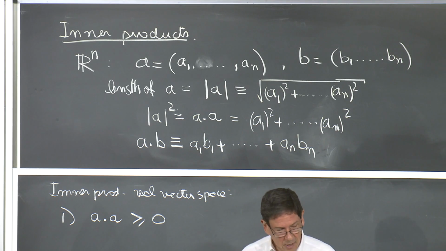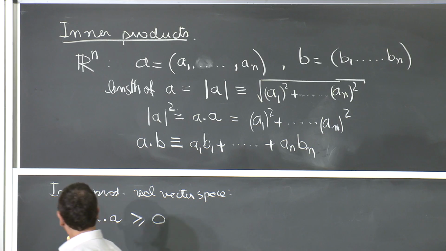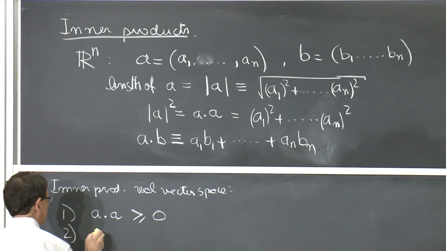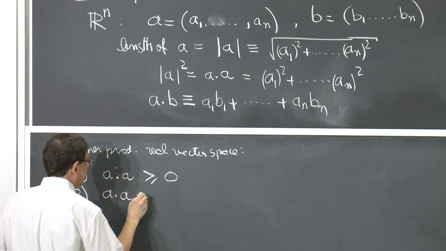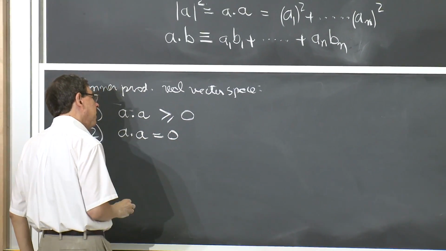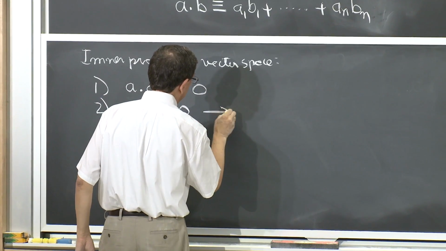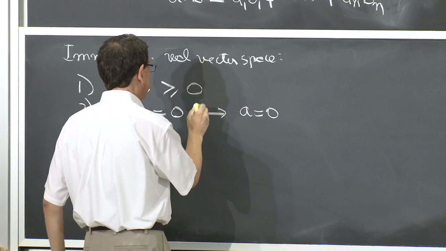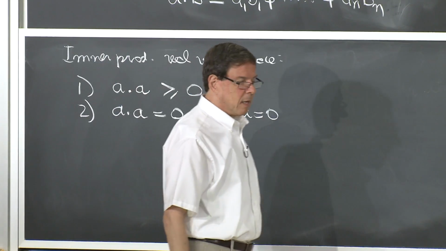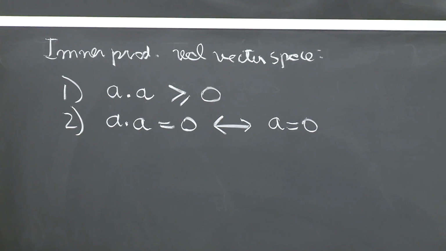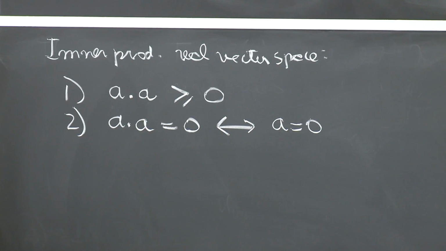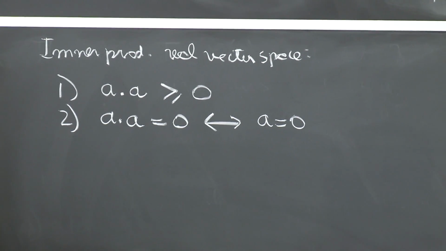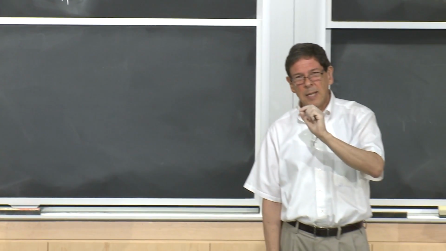Then the next axiom is going to be that if A dot A is equal to 0, then A is equal to 0. In fact, it goes either way. But this is very interesting. You say if any vector has A dot A equals 0, which is going to mean that the length, or what we call the length, is 0, it's the 0 vector.